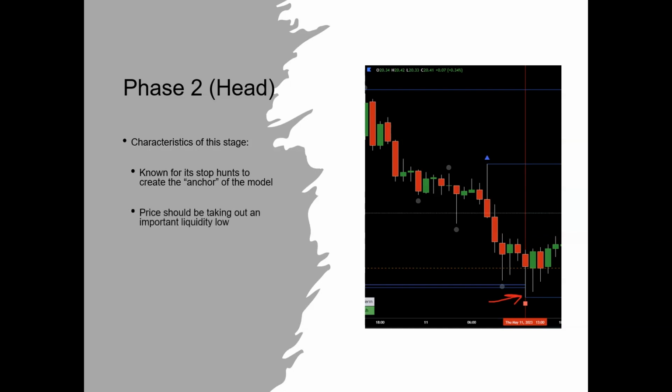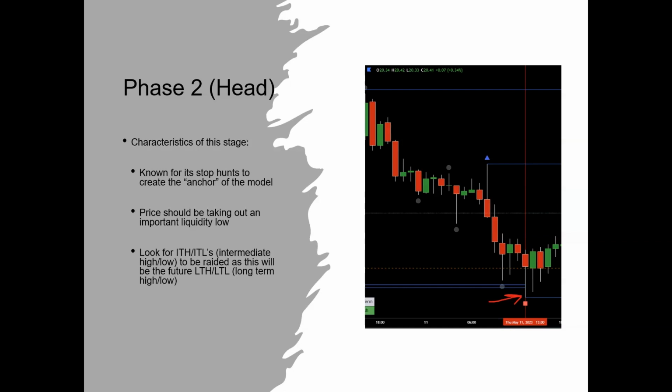Number 2 is that price should be taking out an important liquidity low. That should say low or high. So it should be an important liquidity level, right? So the one that will be built up from phase 1, okay? That's why if you look for phase 2, you should have a higher degree of probability to be right. Then you want to look for an intermediate high or low, an ITH or ITL, to be taken, as this could be the future long-term low or long-term high. And that really is the key, okay?